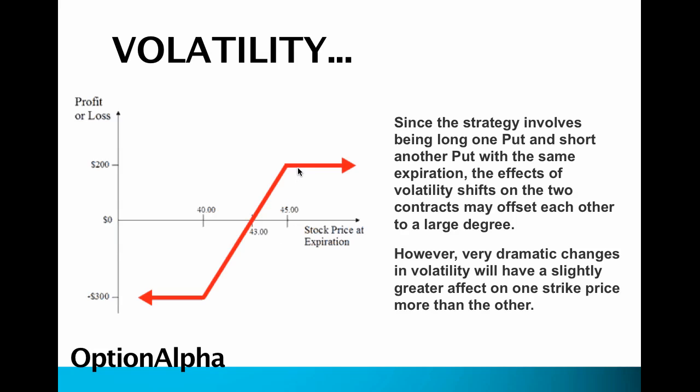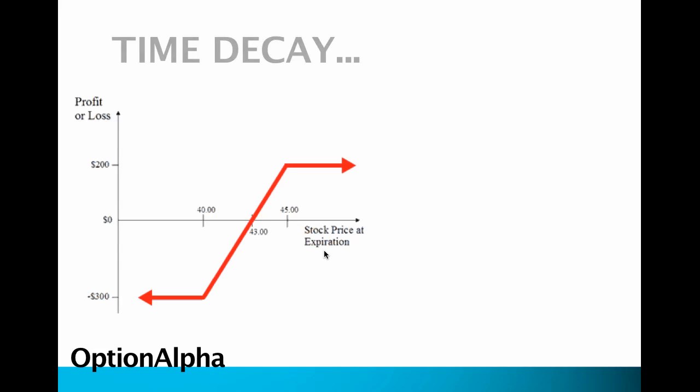So if you have a positive volatility move here and a negative volatility move here, for more or less, they're going to offset each other. There is going to be a slight difference because you are selling and buying at different strike prices. But again, it's only going to be a very small difference. You're going to have a greater impact on the actual underlying price of the stock.